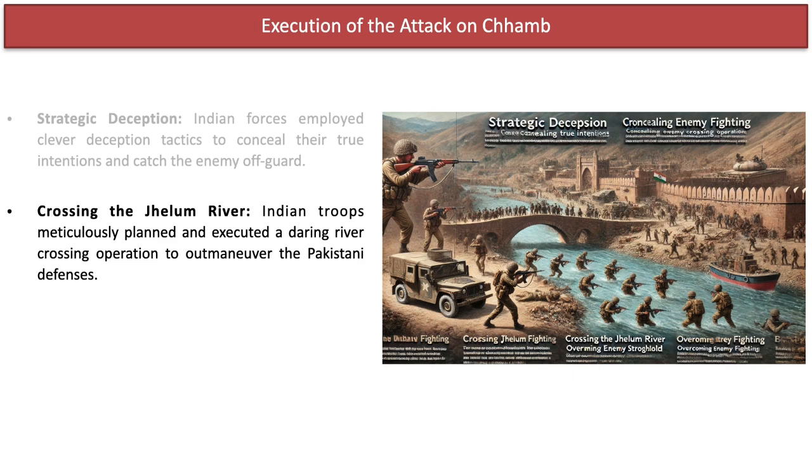The operation involved a combination of stealth, speed, and precision. Indian engineers played a critical role, constructing makeshift bridges and preparing ports under the cover of darkness. And these engineers worked tirelessly, often under enemy observation, to ensure that when the moment came, the crossing would be executed swiftly and efficiently. Their work was crucial in making sure that the river, which could have been a major obstacle, became a pathway to success.